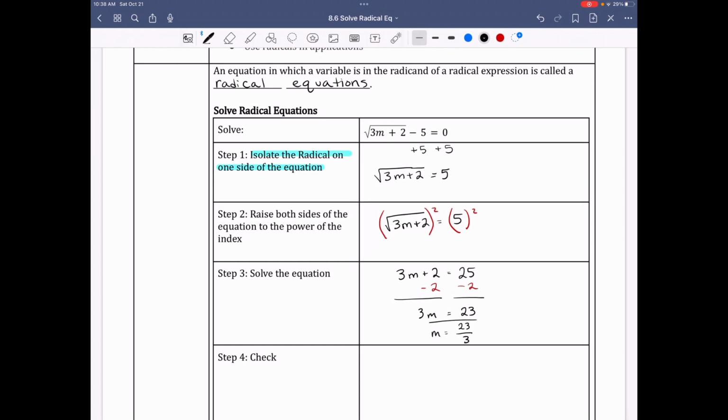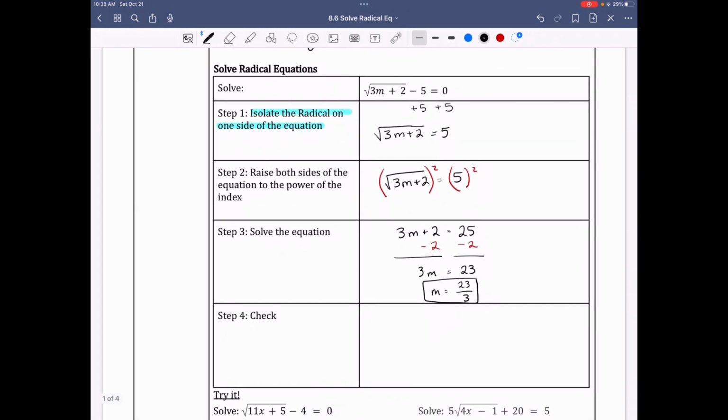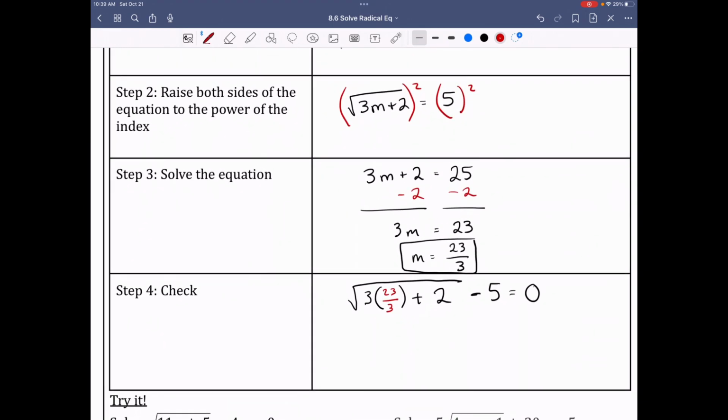Then we have to check that because sometimes we might have an erroneous solution. So to check our solution, we want to go back to the very original equation. So I'm going to copy the original equation, but where the m is, I'm going to put parentheses. We're going to plug in our solution there. Oops. Not equals, minus 5 equals 0. So we plug in our solution, which is 23 over 3.